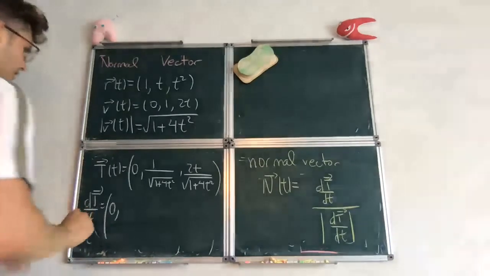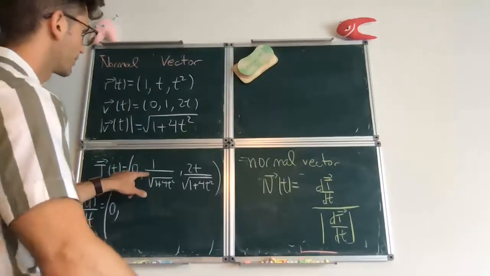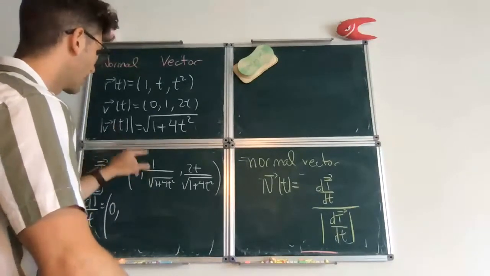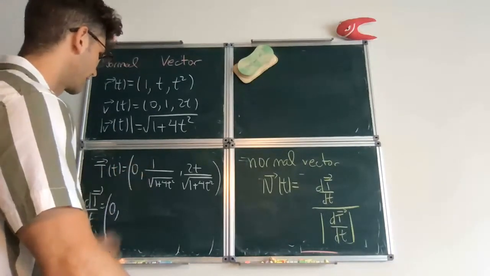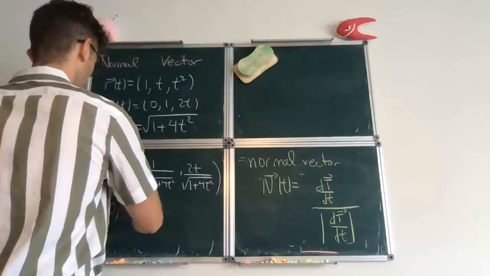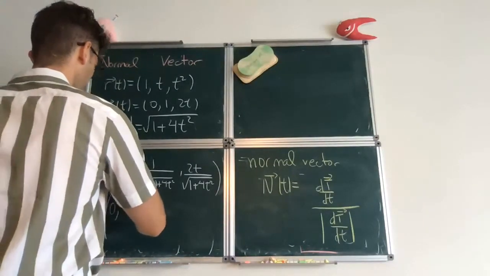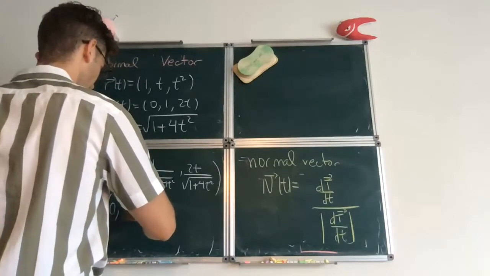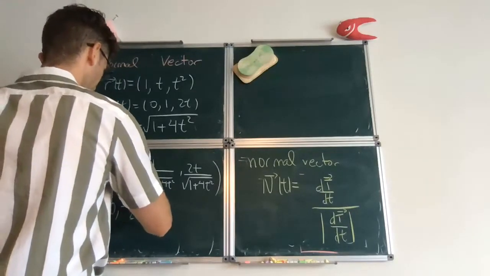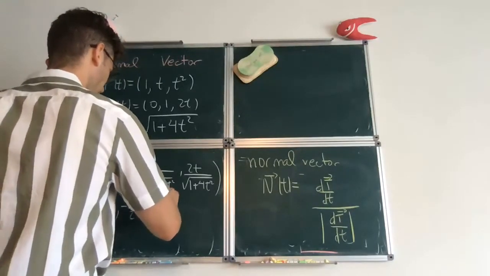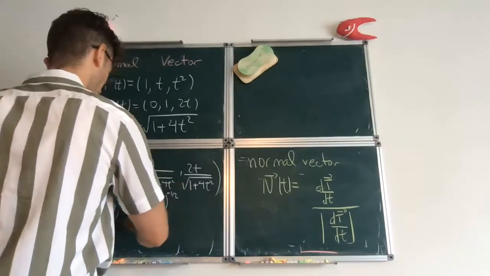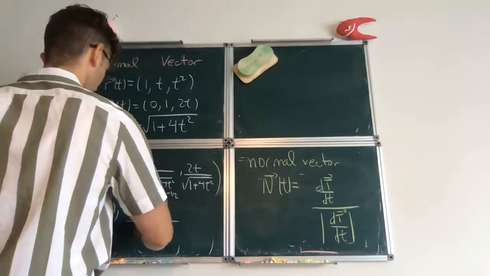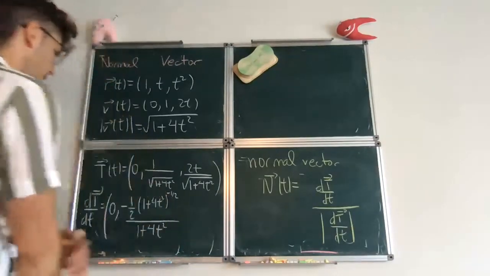So the first derivative will be 0. If you apply the quotient rule here, it will be the derivative of the first one, which is just 0, times the second one, minus the first one times the derivative of the denominator. So this becomes 1/2, over the denominator squared, which is 1 plus 4t squared.